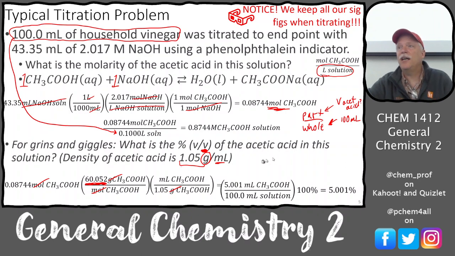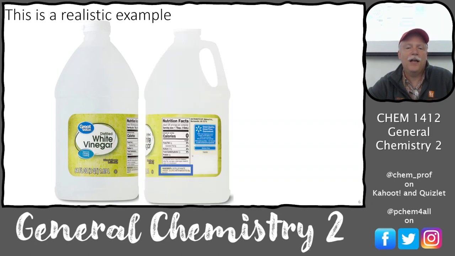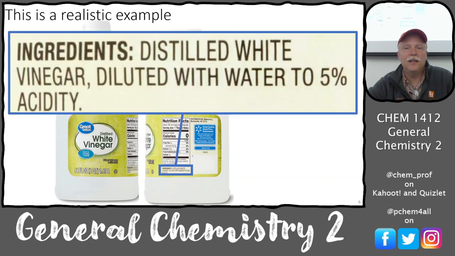The reason I wanted to do that is because I wanted to make this a realistic problem. I want to make sure everybody's done writing. If you missed the last few numbers, you can get them on the video. This is a realistic example: if you go to the grocery store and buy vinegar and turn the bottle around and look down at the bottom, this is what you see. Distilled white vinegar diluted with water to 5% acidity.